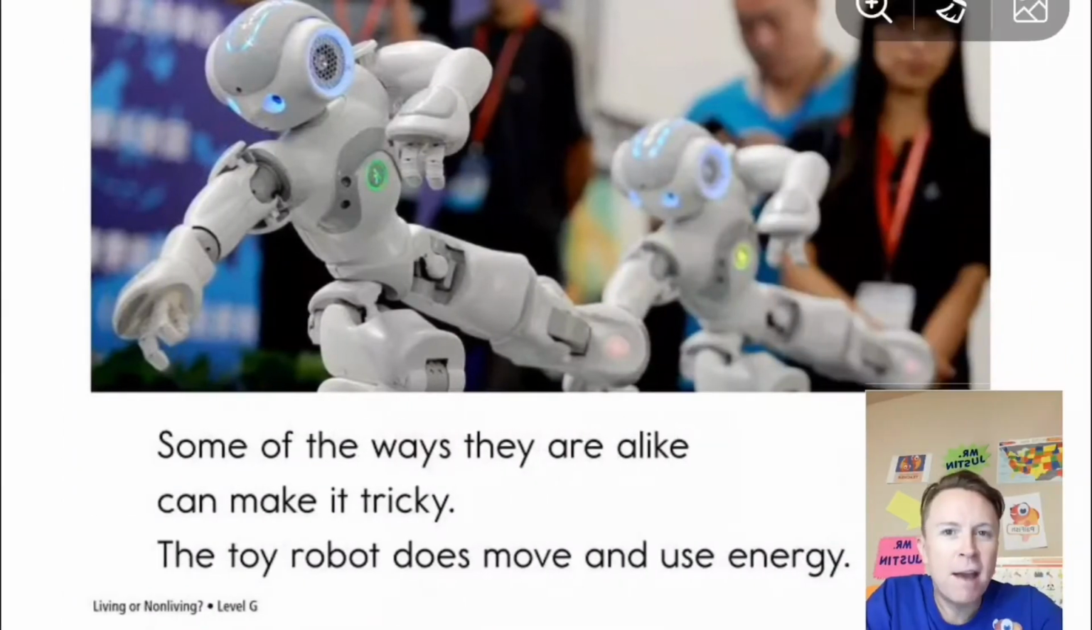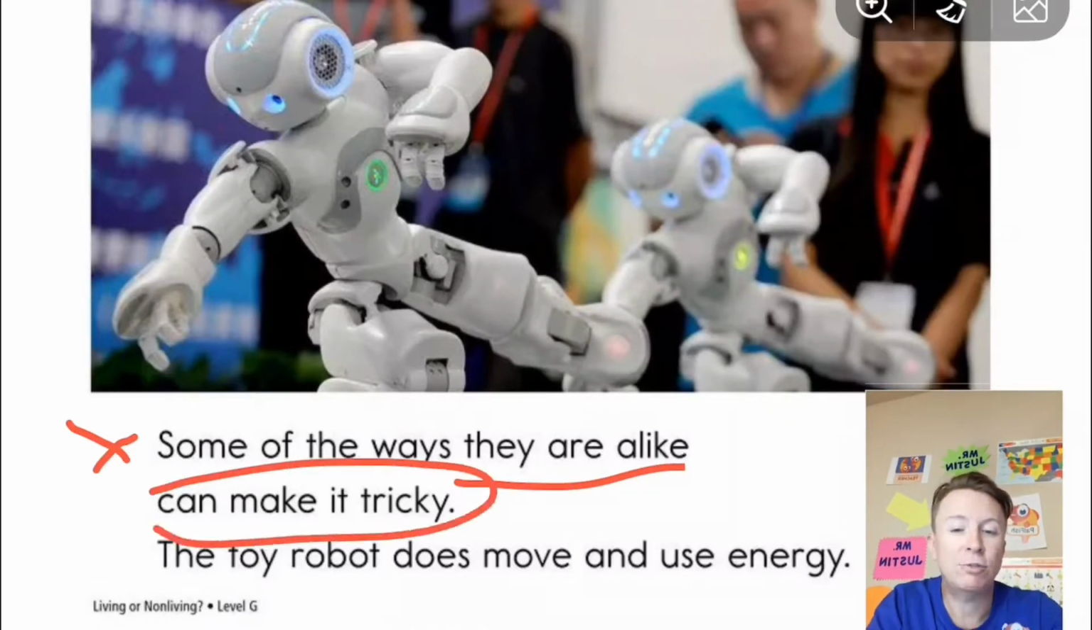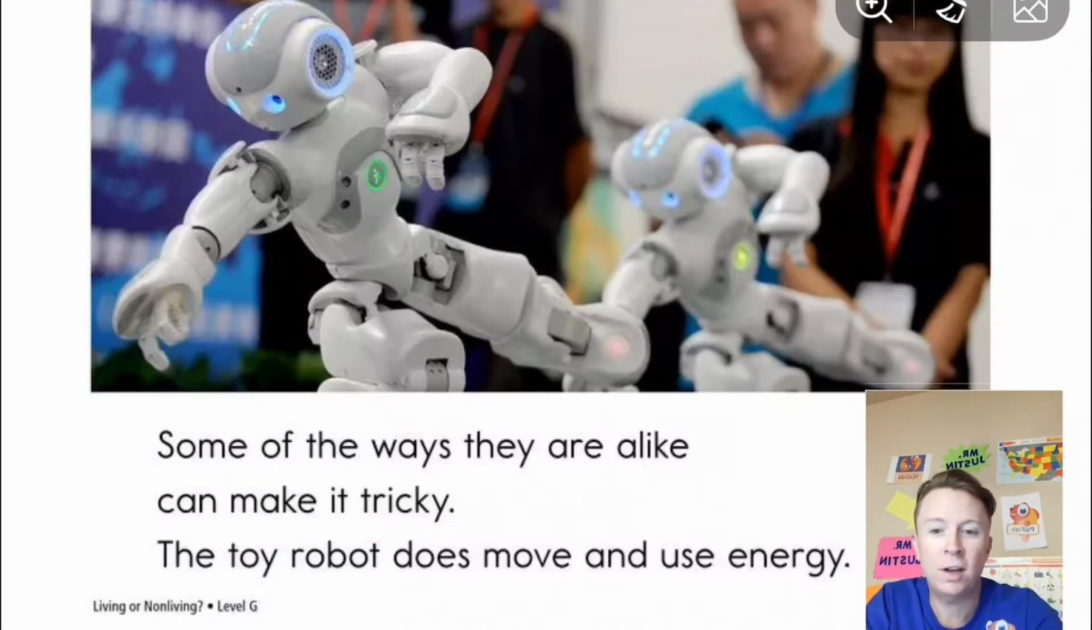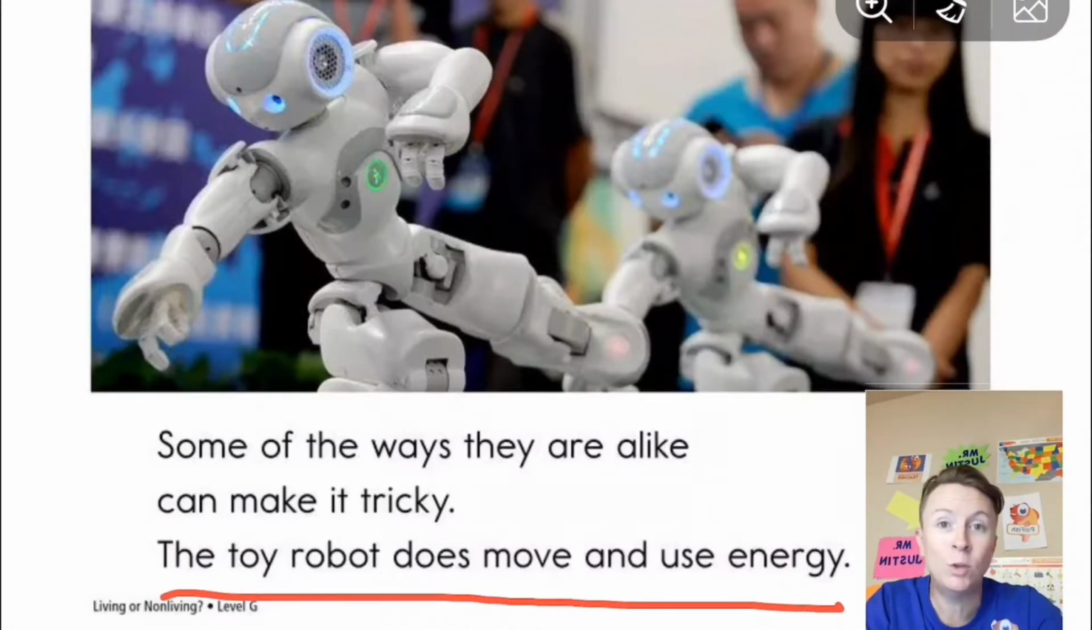Now, this is a very interesting page here. Have a look at this picture because we can see that the two robots do have similar features. They look alike. Let's read the text here. Some of the ways they are alike can make it tricky. There's that word to know. The toy robot does move and use energy. So these are some of the qualities of living things, but not all of them.